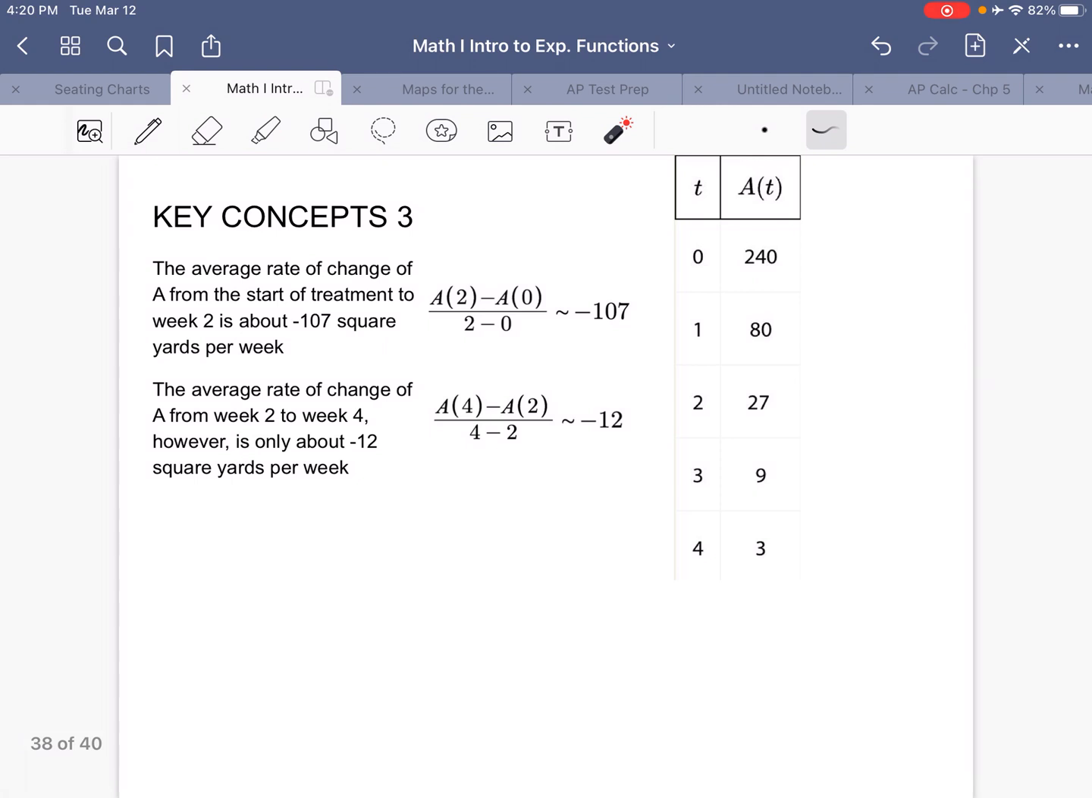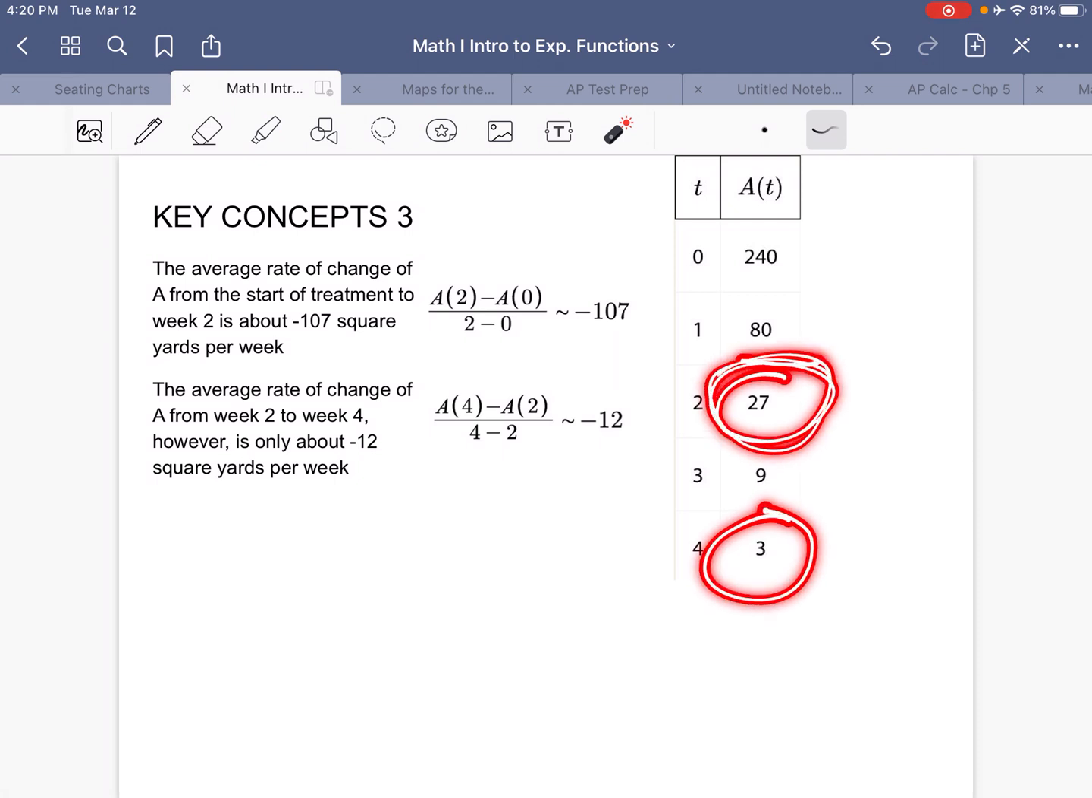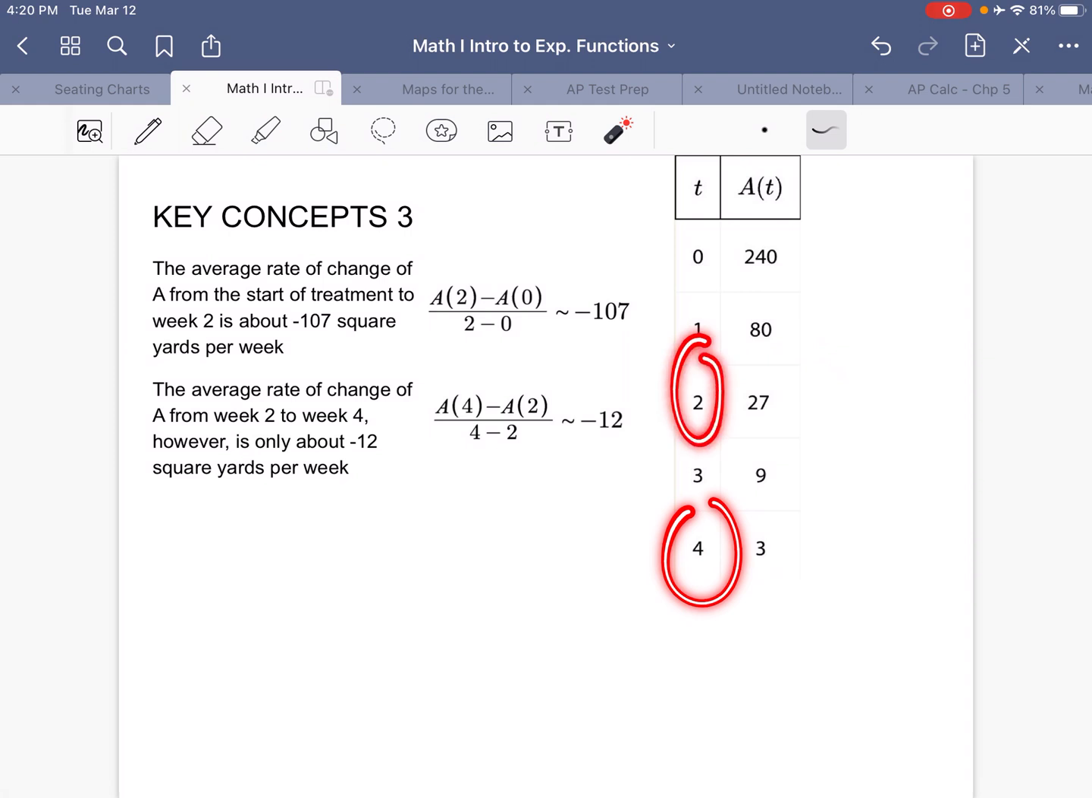Average rate of change, remember, is just the change in the amount divided by how long it took to change. So if we take a look here, from 0 to 2, the amount of change would be A of 2 minus A of 0, then divided by 2 minus 0, because that gives me my change in time. That comes out to be approximately negative 107. And then if we do A of 4, which is 3, minus A of 2, which is 27, divided by 4 minus 2, because that's the amount of time that it would take to go from 27 down to 3, that comes out to be approximately negative 12.